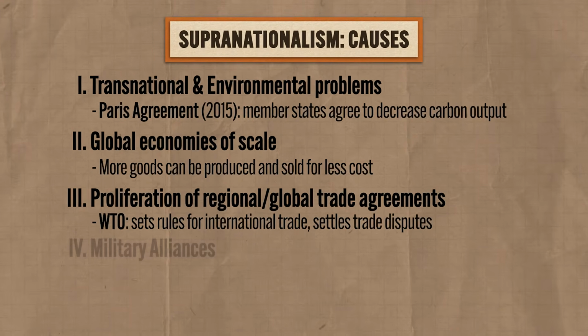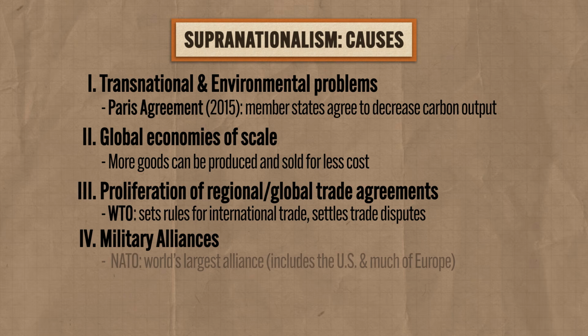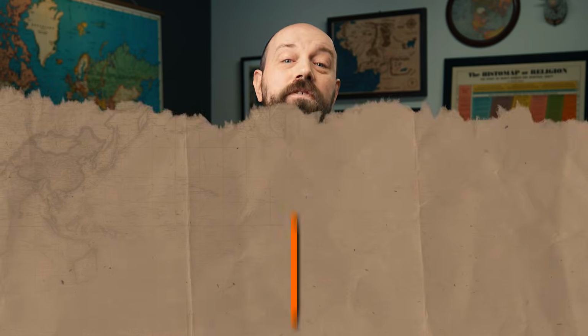So, that's nice. But then the fourth factor leading to the rise of supranationalism is military alliances. The idea here is that several countries with similar interests band together for the purpose of mutual military defense. Maybe the best known alliance is the North Atlantic Treaty Organization, otherwise known as NATO, which is the largest alliance in the world, which includes the United States and most of the nations of Europe. And the thing to remember about all these factors is this: not only did these factors cause the rise of supranationalism, but they also continue to foster its growth.